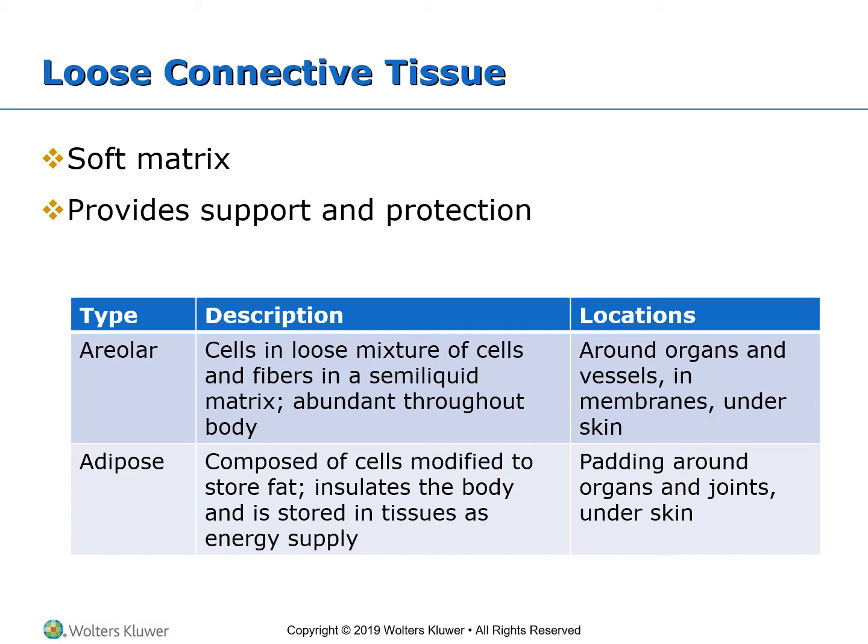Most of the tissues that surround the organs in our body and fill cavities will be areolar tissue. It can be found around organs and vessels, in membranes, and under the skin, immediately after the skin. Another type of loose connective tissue is the adipose tissue, which is composed of cells that are modified to store fat. The main role of the adipose tissue is to insulate the body and to store nutrients as an energy supply that can be used when needed. Adipose tissue is found under the skin and will usually pad around organs and joints.